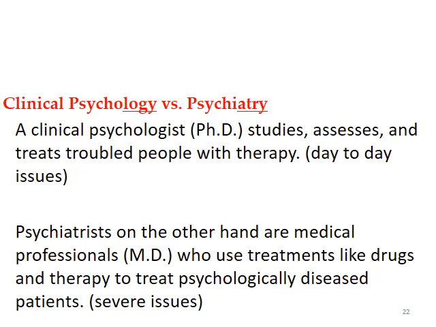Clinical psychology versus psychiatry. A clinical psychologist has a PhD. Studies, assesses, and treats troubled people with therapy, for day-to-day issues. When you think of a psychologist, think of Dr. Phil. Dr. Phil is a psychologist.